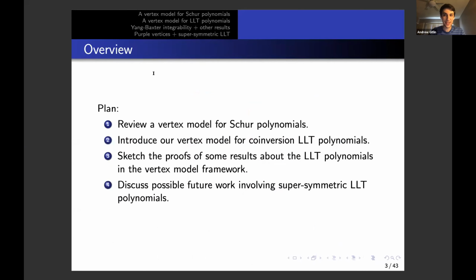So my plan for today is first I'm going to give some background. We're going to review a vertex model for Schur polynomials, and hopefully that'll get our hands dirty with creating vertex models for certain polynomials. And then we're going to extend that vertex model into our vertex model for co-inversion LLT polynomials. Once we have that vertex model, I'll use it to prove some results about LLT polynomials. And then in the last section, I'll talk about some work that we've been working on with supersymmetric LLT polynomials that could be directions for future research.